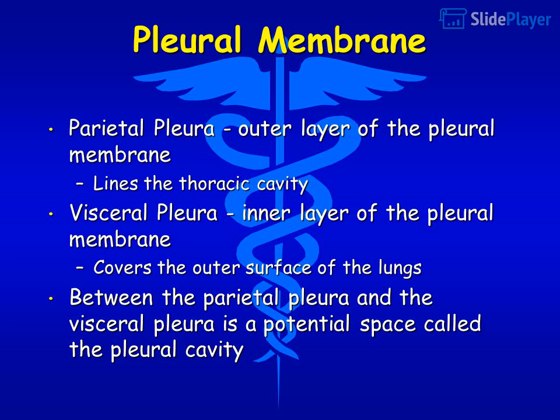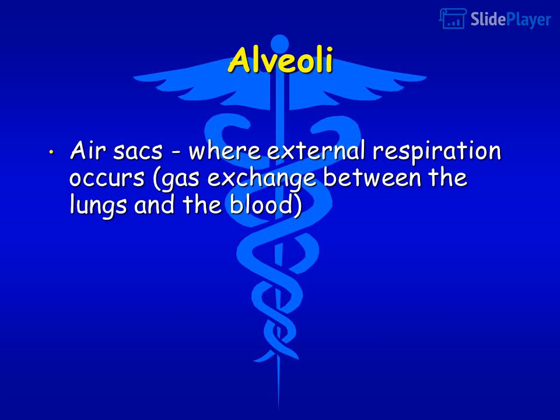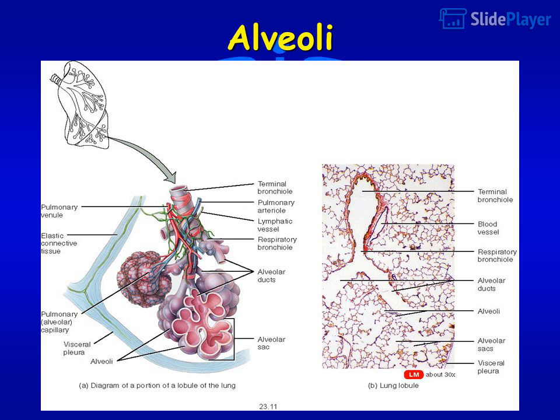Pleural membrane. Parietal pleura is the outer layer, which lines the thoracic cavity. Visceral pleura is the inner layer, which covers the outer surface of the lungs. Between the parietal pleura and the visceral pleura is a potential space called the pleural cavity. Double membrane equals pleura. Alveoli: air sacs where external respiration occurs, gas exchange between the lungs and the blood.